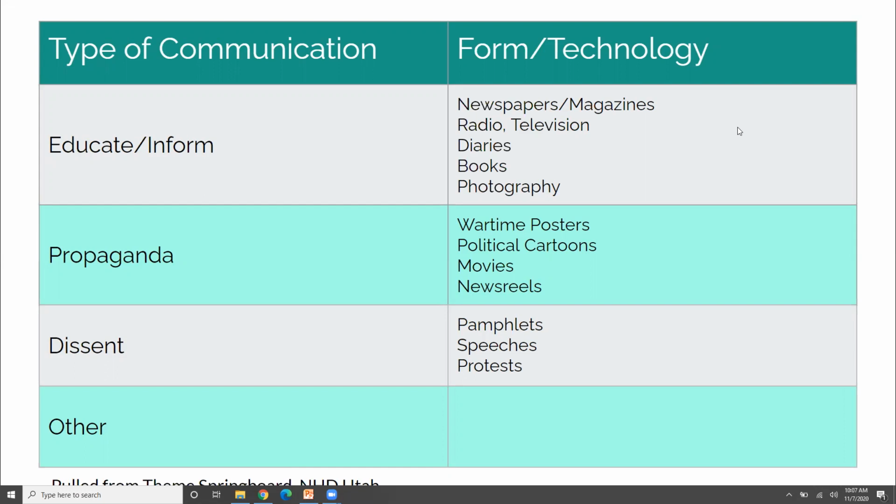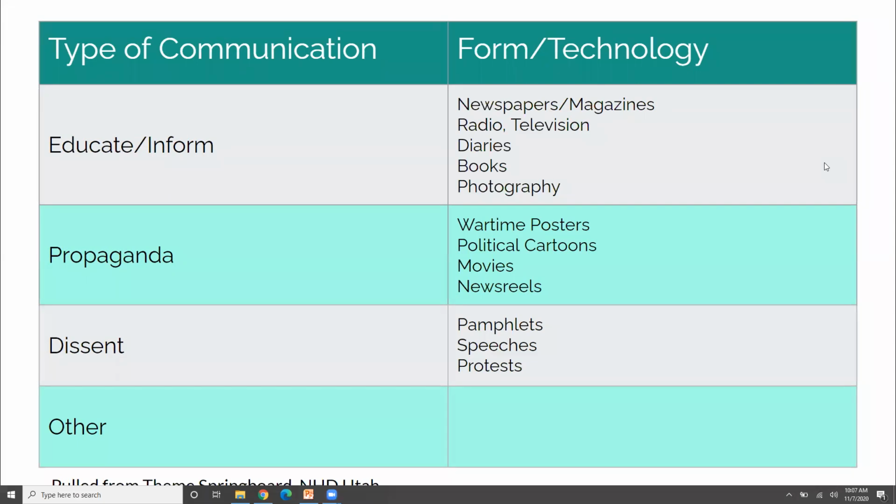And then dissent, another type of communication, comes from people not happy with the current situation and what's going on, and using things like pamphlets, speeches, and protests. Now, other is on there because this is not an exhaustive list. This is not everything that you can pull from.